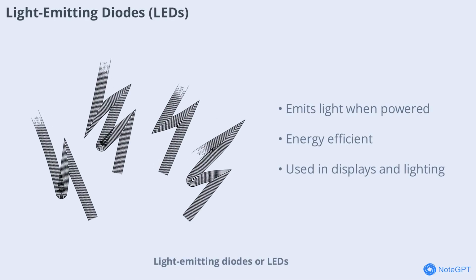Light-emitting diodes, or LEDs, are a special type of diode that emits light when current flows through them. LEDs are incredibly efficient and are used in everything from indicator lights to large display screens. Their low power consumption and long lifespan have made them the go-to choice for modern lighting solutions. LEDs come in various colors and sizes, making them versatile for many applications.